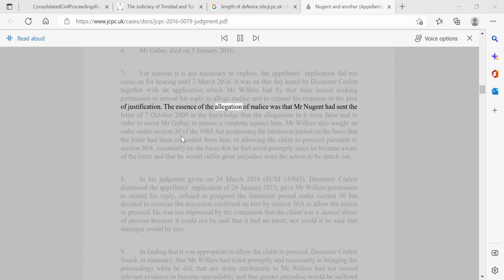The essence of the allegation of malice was that Mr. Nugent had sent the letter of October 7, 2009 in the knowledge that the allegations in it were false and in order to assist Mr. Gubay to pursue a vendetta against him. Mr. Willers also sought an order under Section 30 of the 1984 Act postponing the limitation period on the basis that the letter had been concealed from him, or allowing the claim to proceed pursuant to Section 30A, essentially on the basis that he had acted promptly since he became aware of the letter and that he would suffer great prejudice were the action to be struck out.